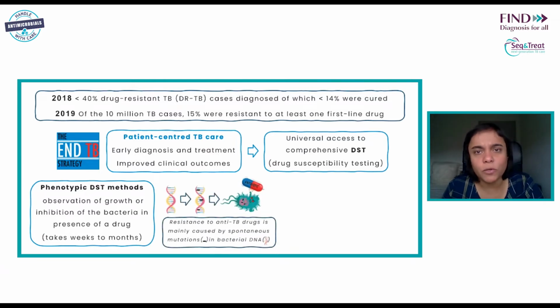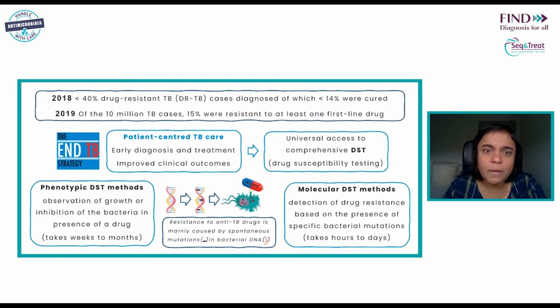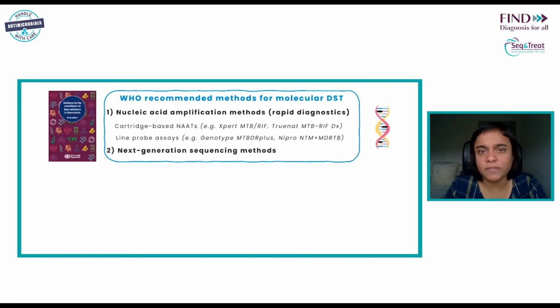In Mycobacterium tuberculosis, drug resistance arises primarily from spontaneous changes known as mutations that occur in the bacterial DNA. This makes rapid and easier to use molecular DST methods highly effective for DR-TB diagnosis, as they can rapidly detect the presence or absence of specific bacterial mutations associated with resistance to certain anti-TB drugs. The WHO recommends two types of technologies for molecular DST.